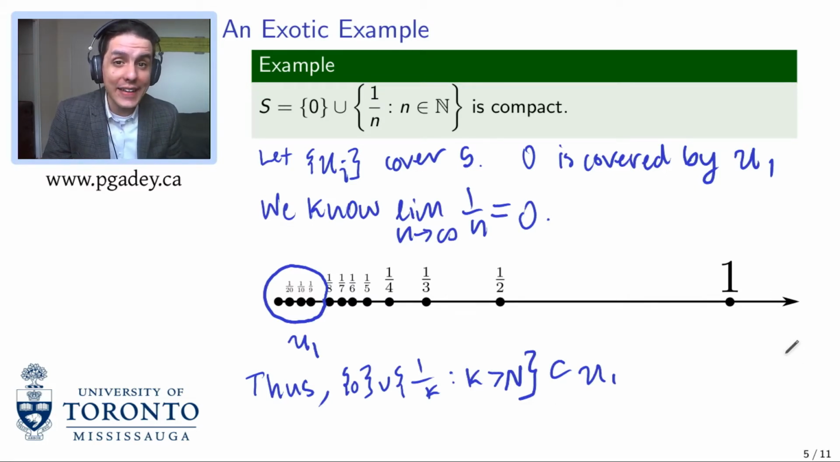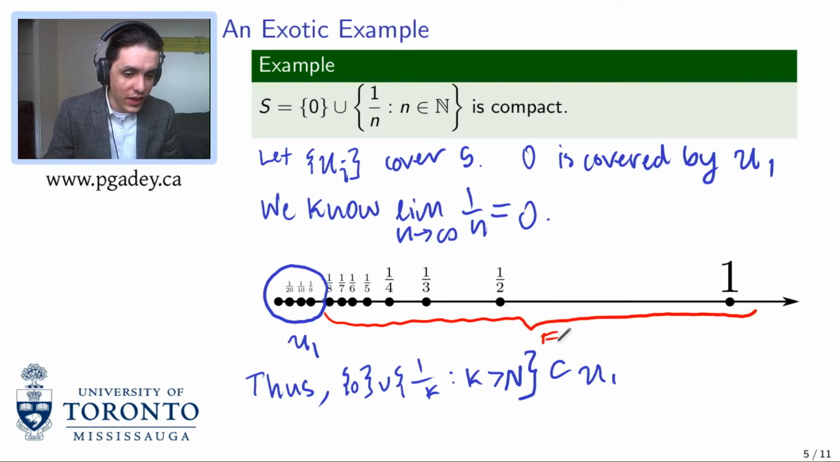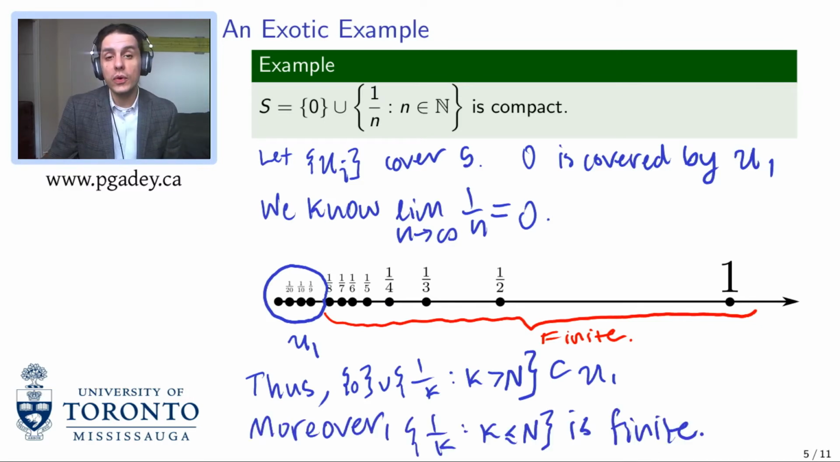So now there's only finitely many that still need to be covered. There's only finitely many terms out here that still need to be covered. Right? So this collection here is finite. And we know that finite sets can be covered by finitely many open sets. So what do we do? We take the finite cover of the finitely many points outside of U1, we add U1, and now we have a finite cover of S. Okay, so this shows that our set S is compact. So we can have infinite sets that are compact as long as they contain their limit points in this nice way. Excellent.